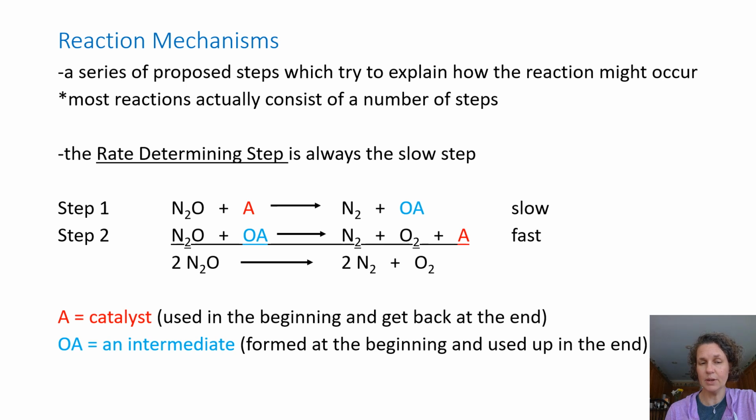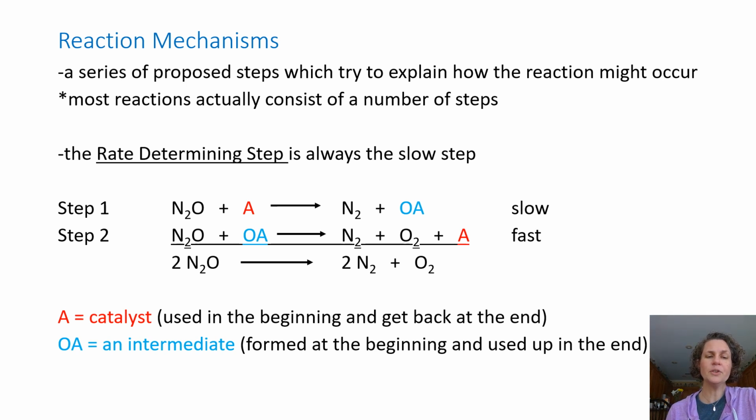Here I have it listed as A. And notice that I start with it in the first step, and in this case I end with it in the second step. Some reaction mechanisms are very short, like this one, just 2 steps. Some could have 3 or 4 or 10 intermediate steps. In each one of those, if there is a catalyst used, the catalyst will be a reactant in the first reaction and a product in the last reaction. And so that's what A is representing.